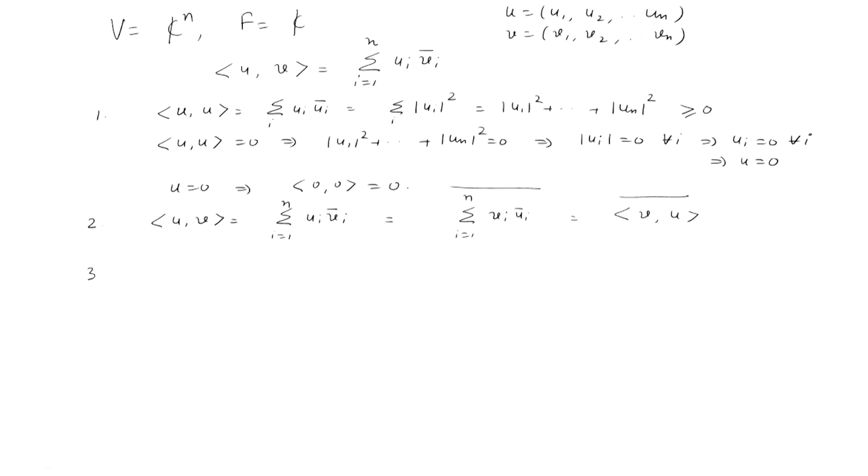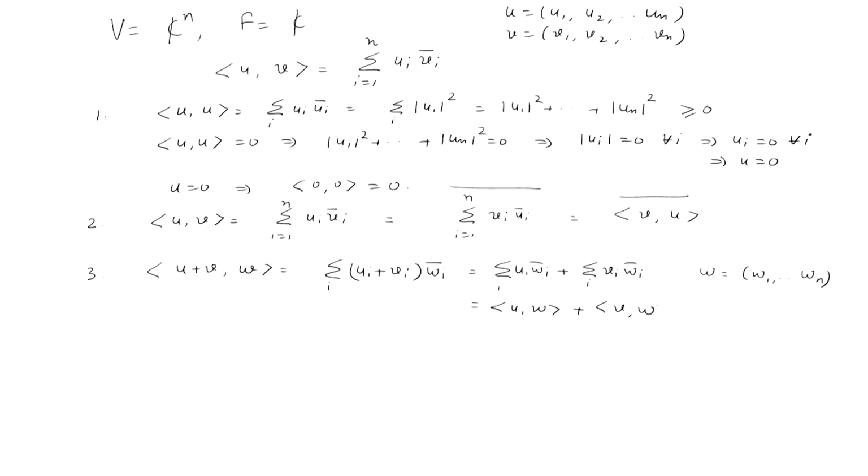Now, the third property is the inner product of U plus V comma W, that is equal to the summation over i of Ui plus Vi into Wi bar, where we are taking W as W1 up to Wn. So, this is the summation over i of Ui Wi bar plus the summation over i of Vi Wi bar, and this is the inner product of U and W plus the inner product of V and W.